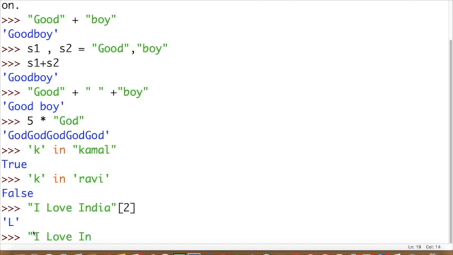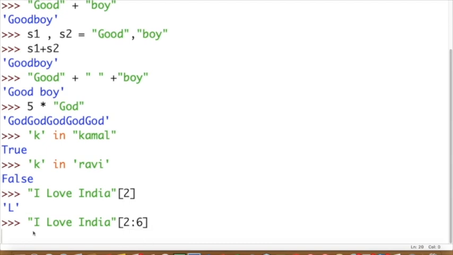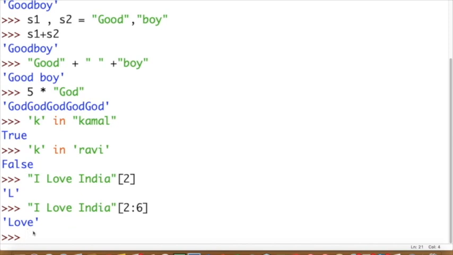Now let us see another example. I love India, and then we have a slicing like 2 colon 6. Now you can see the output is love. Now let me explain why this output comes, because we have 2 as the starting index and 6 as the ending index, and the string being sliced out is between the starting index and the end minus 1.